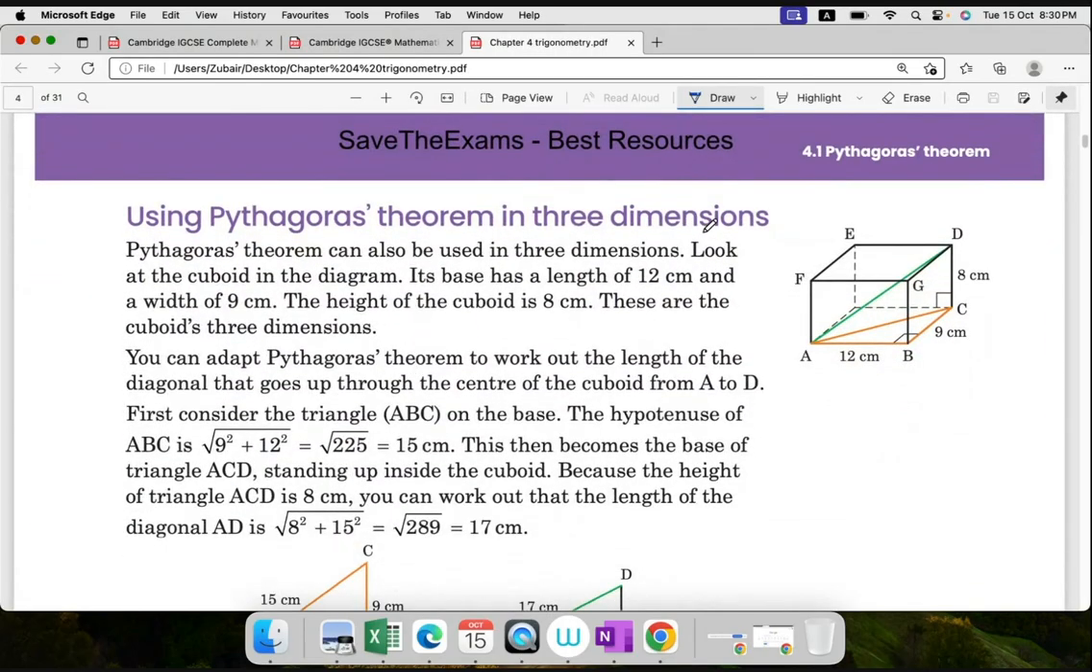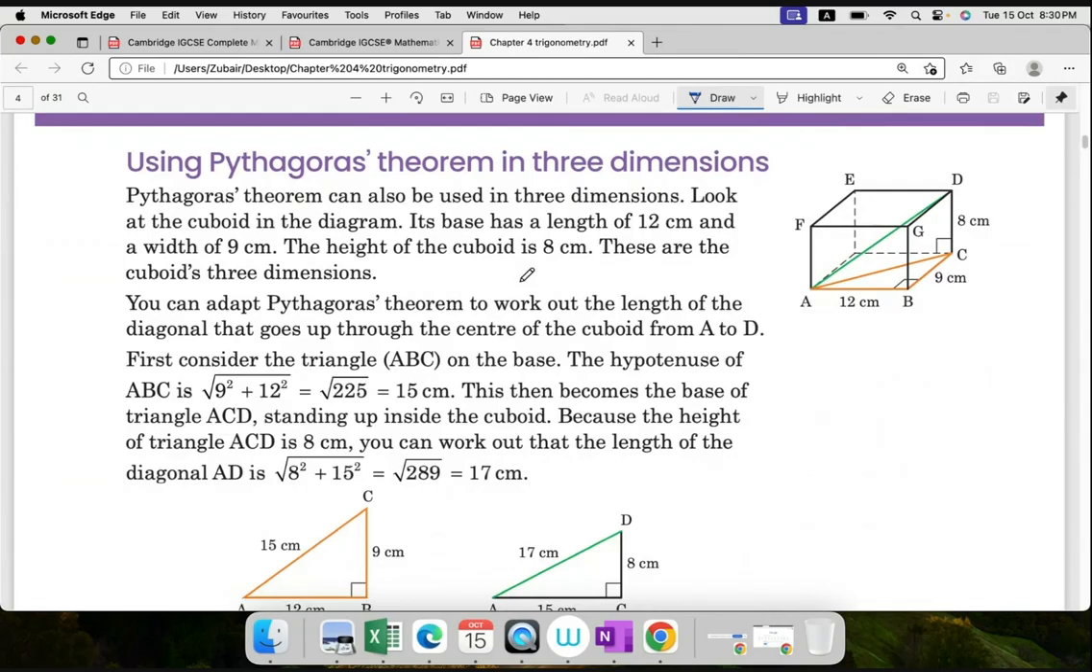Using Pythagoras theorem in 3 dimensions. Now, you sometimes need to have a strong vision because these lines in orange and green will not be given in the exam. So if the examiner is asking you to find AD, I can use AB and BC to find AC first. So I'm finding AC, that is the diagonal.